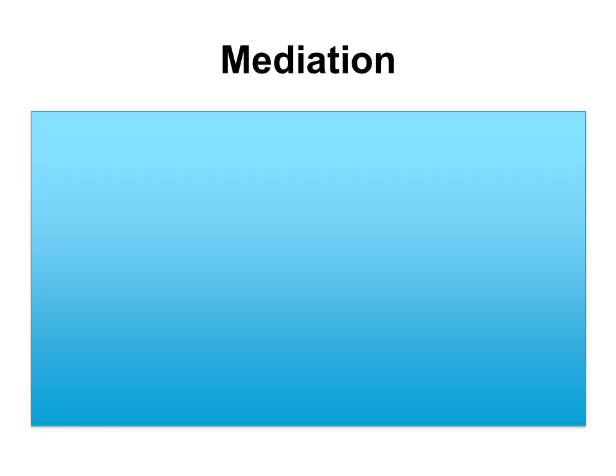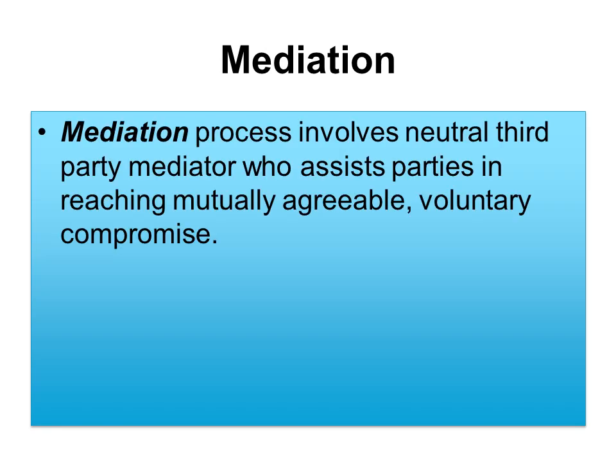Mediation, and again, arbitration and mediation are the most common types of alternative dispute resolution. So arbitration is that trial-like event. Mediation, on the other hand, is a different process, and a neutral third party is involved, and this person is called a mediator, and this person will assist the parties in reaching a mutually agreeable, and this is one of the key terms, voluntary compromise.